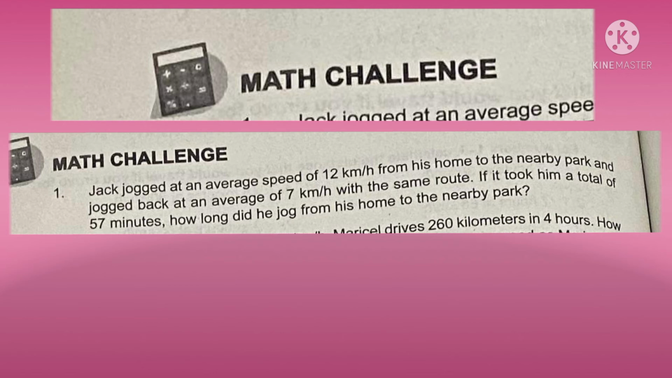How long did he jog from his house to the nearby park? What are the given facts? Average speed of 12 km per hour and 7 km per hour, total of 57 minutes. The plan, what operation to use? First is addition, next is division, last is multiplication. What are the equations? 12 km per hour plus 7 km per hour is equal to A. Next is 57 divided by 19 is equal to B. Next is 12 times 3 is equal to C.